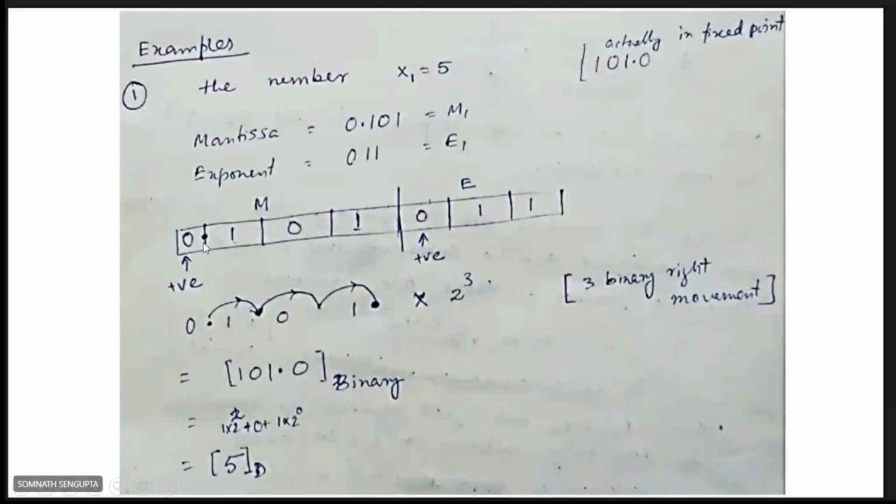Where should the position of the binary point be? It is actually 3 binary points right. So a 3-place right movement should take place, so that when you multiply this exponent with this number, it will become 101.0. So it is actually 5 in Mantissa, in floating point. Is it clear?